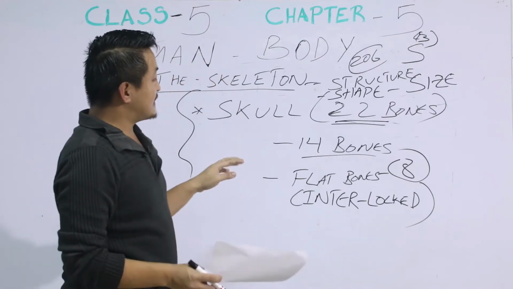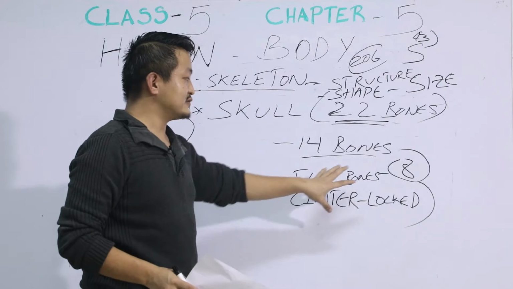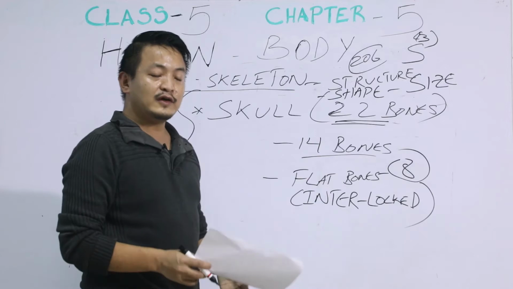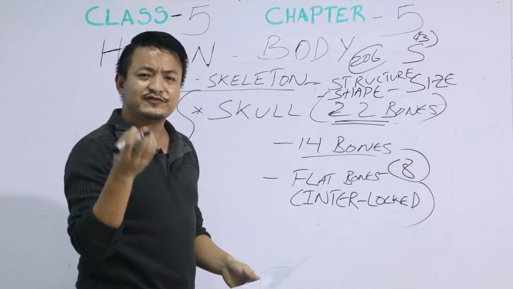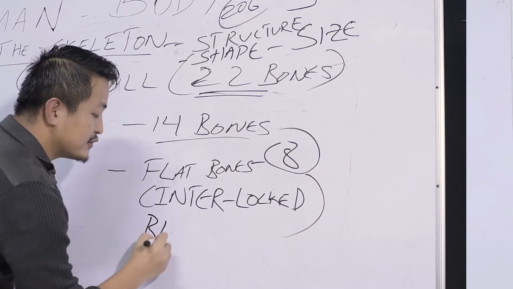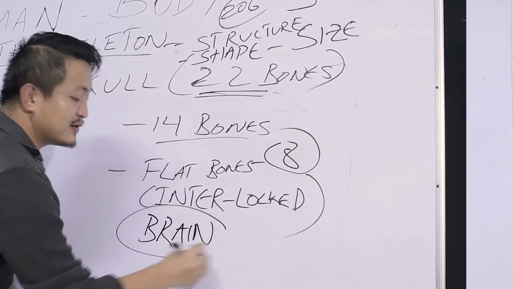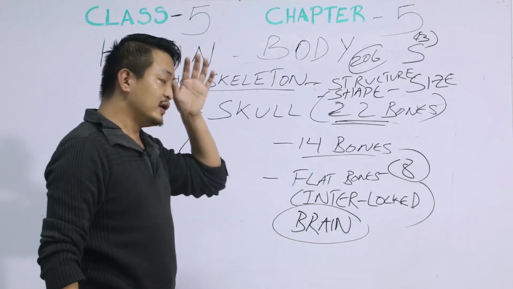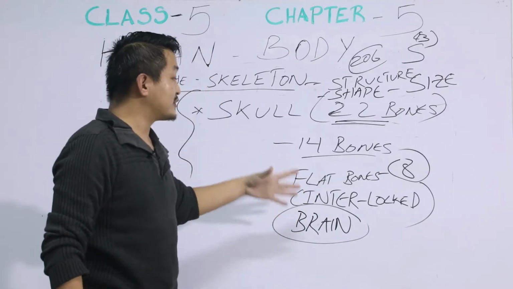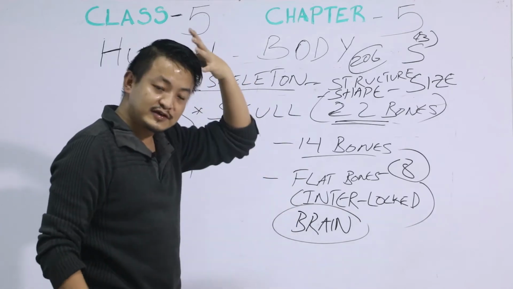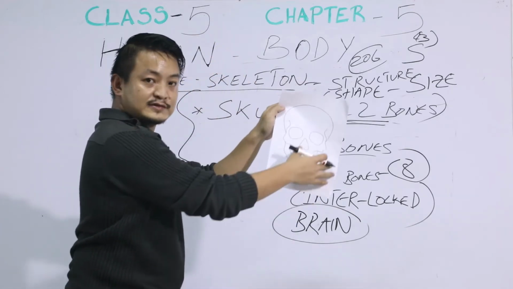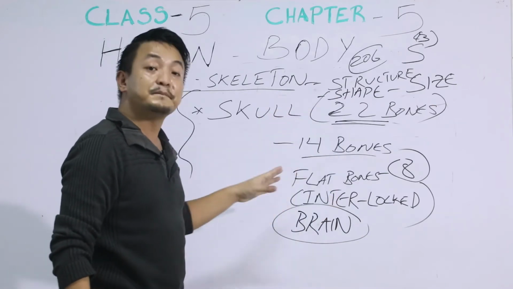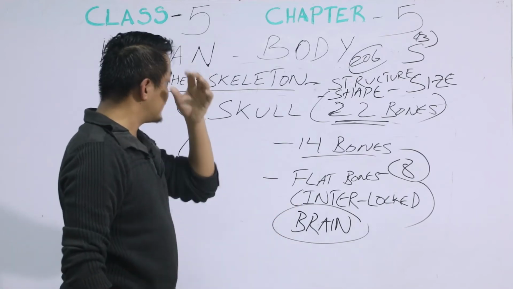Now see, I told you about these flat bones that we have, that are interlocked. Now why is this very important? Because, you know, our brain is very delicate. The human brain is very delicate, right? And this is one of the most important organs in our human body. So the human brain is protected by these flat bones, okay? By these flat bones. So the flat bones enclose the brain, okay? Now you remember that one.